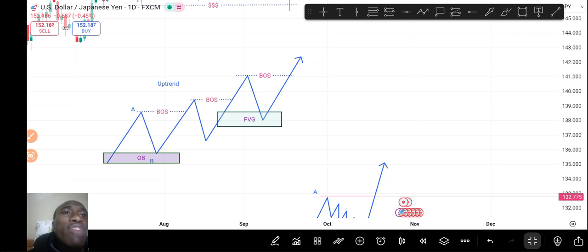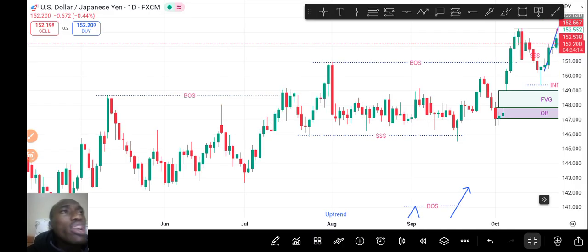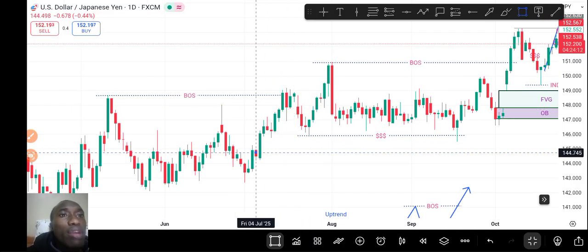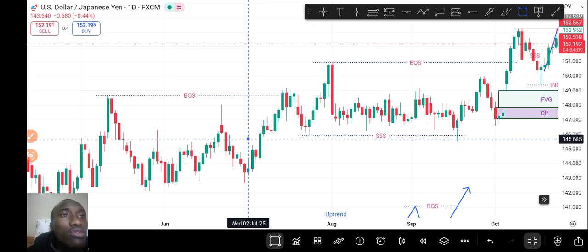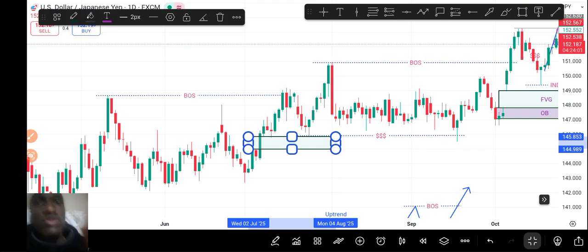What does it mean, a fair value gap? When the price has momentum, it moves very fast, leaving some gap between two candlesticks. Let me give you an example. If you can see here, our price is going up. Look at this. Our price went up, leaving this. This was an FVG, a fair value gap.